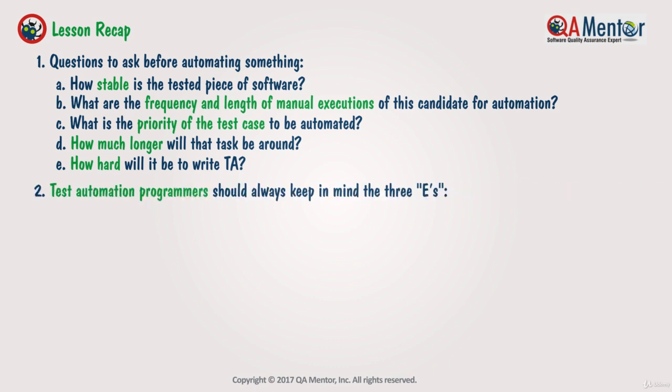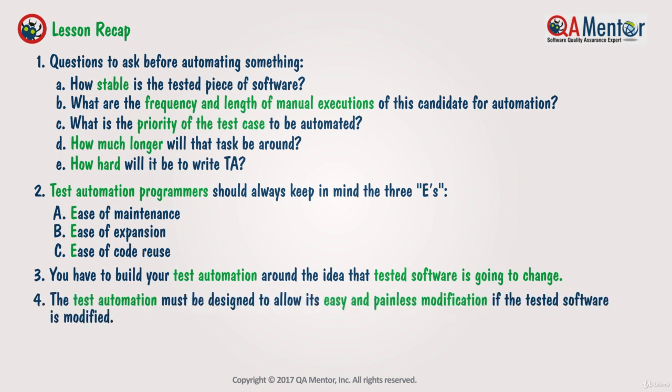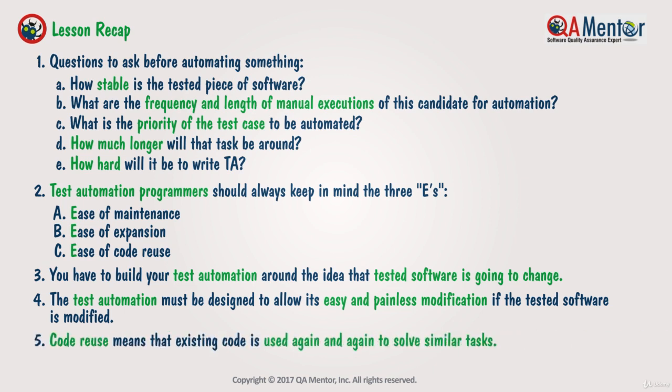2. Test automation programmers should always keep in mind the 3 E's. A. Ease of maintenance. B. Ease of expansion. C. Ease of code reuse. 3. You have to build your test automation around the idea that tested software is going to change. 4. The test automation must be designed to allow its easy and painless modification if the tested software is modified. 5. Code reuse means that existing code is used again and again to solve similar tasks.